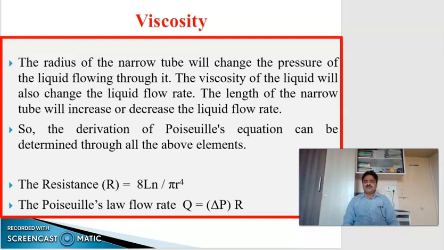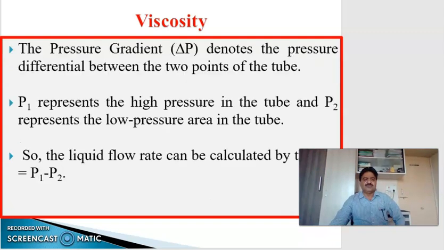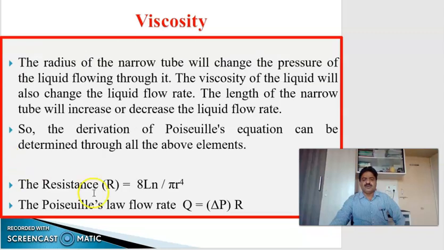So the derivation of Euler's equation can be determined through all the above elements. In this way, the resistance R is given by 8 L eta by pi r raised to 4. So the above equation of flow rate becomes Euler's law of flow rate: Q is equal to delta P into what? This R.